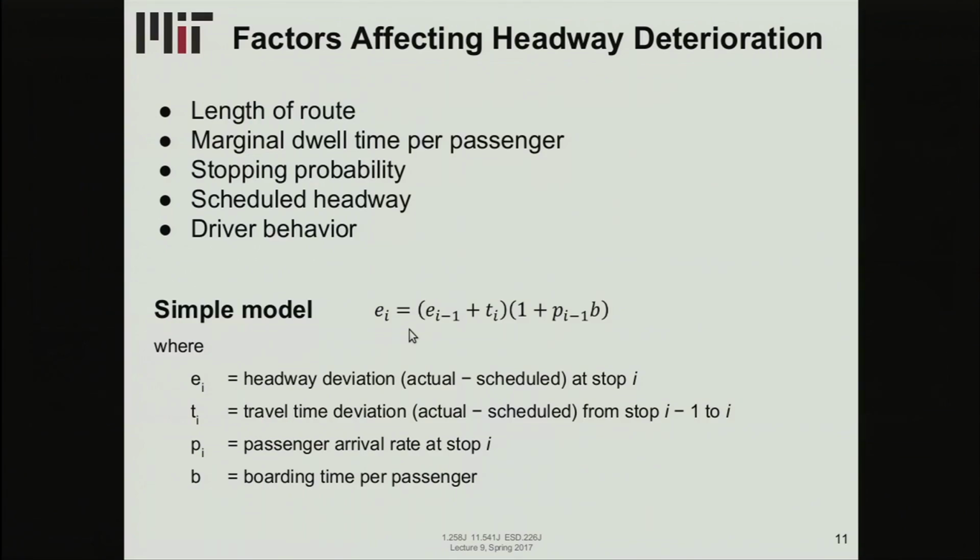Okay, so back to this model. The headway deviation at some stop is, you start out from what it was at the previous stop, you add the effect of running time to that stop from the previous one, and then you add the effect of dwell time, essentially. So this is p_i, not p_{i-1}, as I said earlier, and this is the arrival rate at the stop right now, multiplied by the boarding time per passenger.